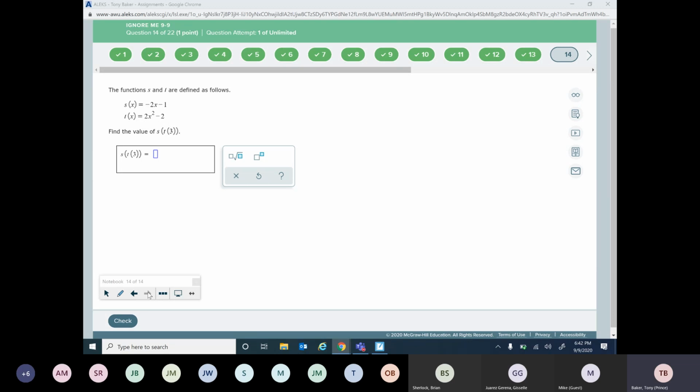All right, composite functions. So a composite function is when I take one function and stick it inside of another function.